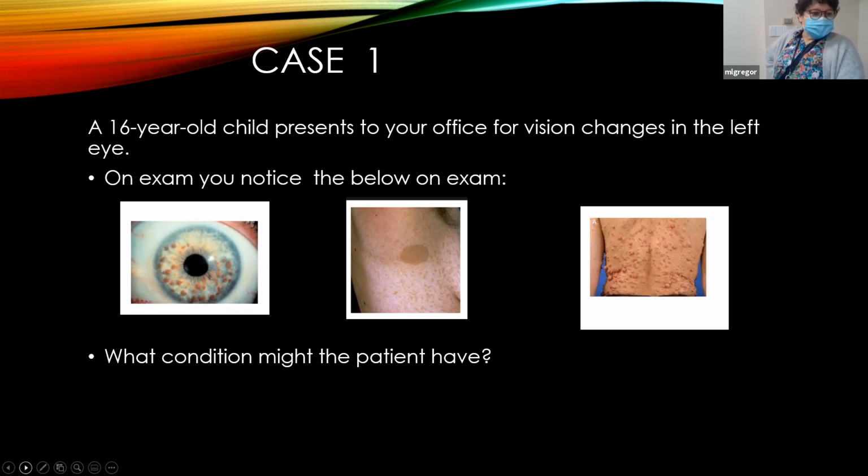All right, so case one, we've got a kid showing up with loss of vision in the left eye. You see this on exam. What might this person have? What are these things called?